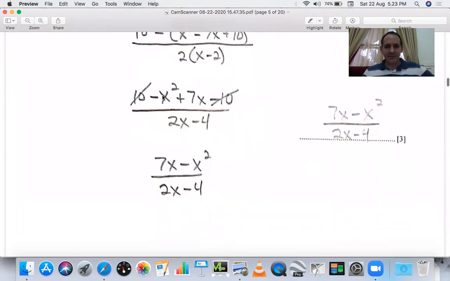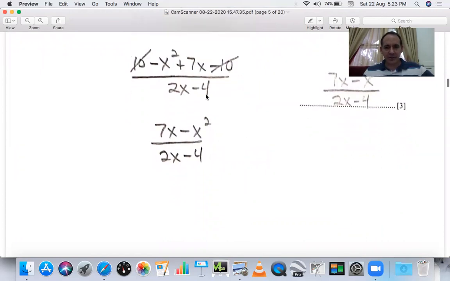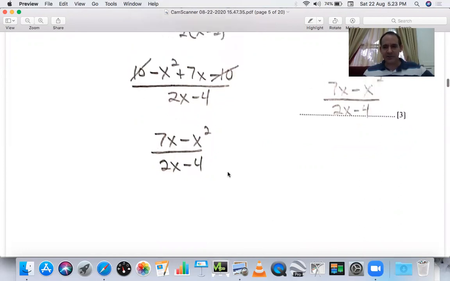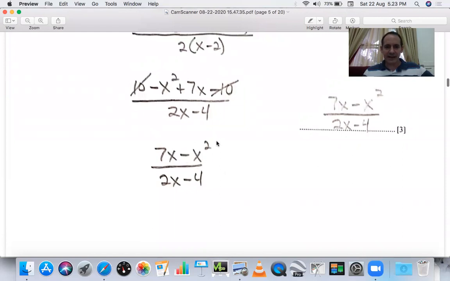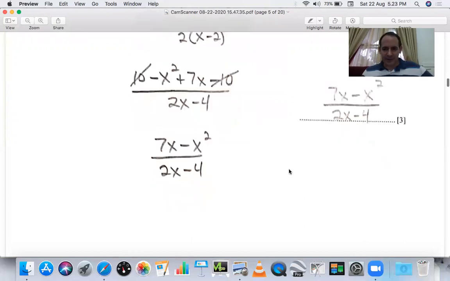So that negative sign gets distributed, which then cancels the 10s out, and you end up with a negative x squared plus 7x. I like to put the positive term first instead of putting negative x squared plus 7x. Doesn't really matter, but I prefer to put the positive first. So 7x minus x squared over, and you can multiply the bottom together, or you can leave it separate. Doesn't really matter either, and you get 2x minus 4 for that.